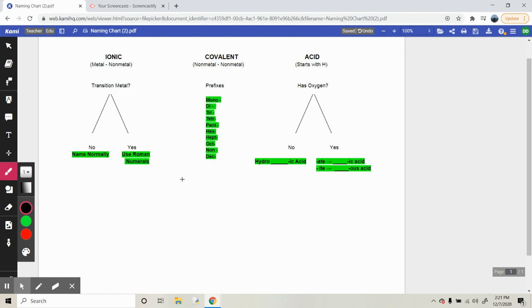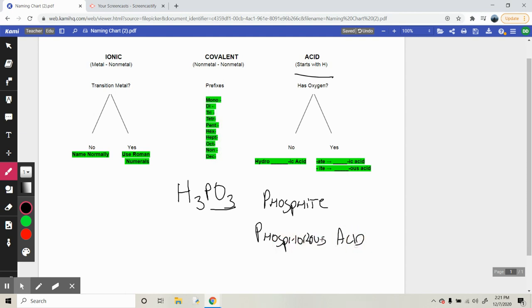Let's go with H3PO3. Right off the bat, you're saying to me, we got ourselves an acid. Starts with H. Does it have oxygen? Yes, it must include a polyatomic ion of PO3, which just happens to be phosphite. Right? Ate to ic, ite to ous. So that ite is going to become not just phosphorus, but phosphorous acid. No need for a hydro, because we have an oxygen in there.